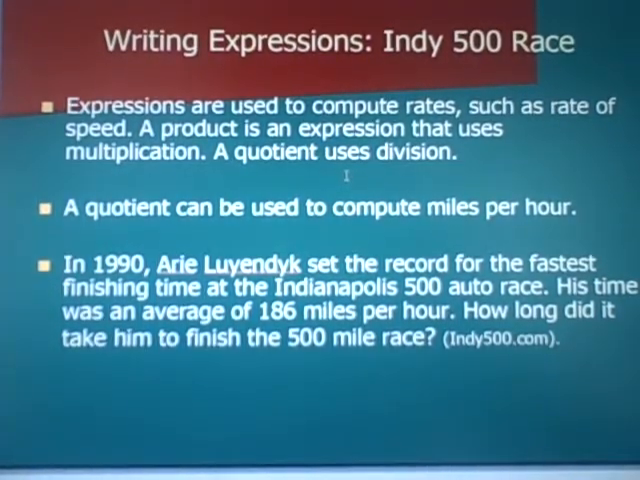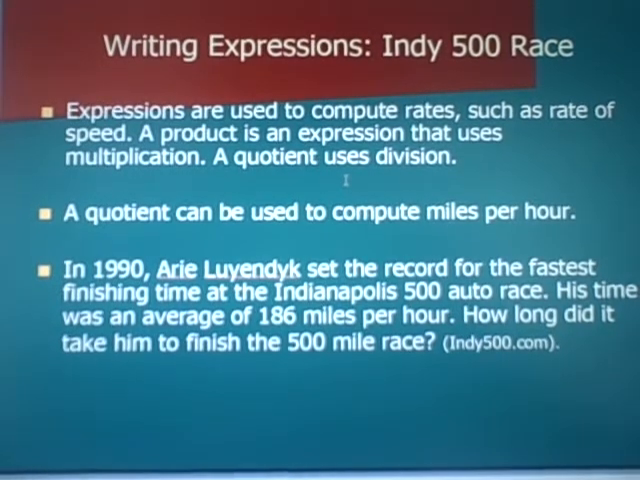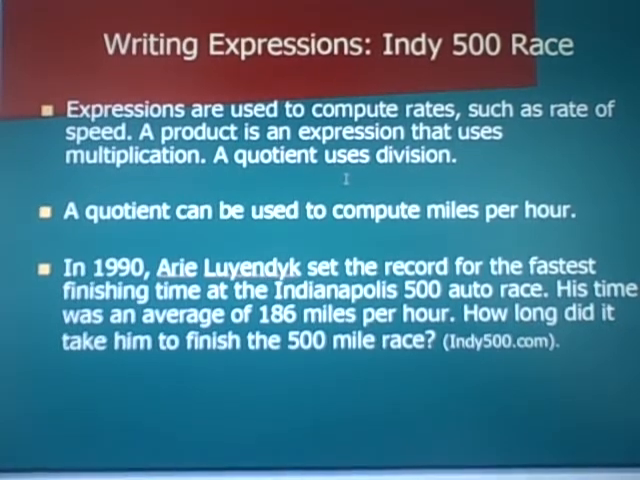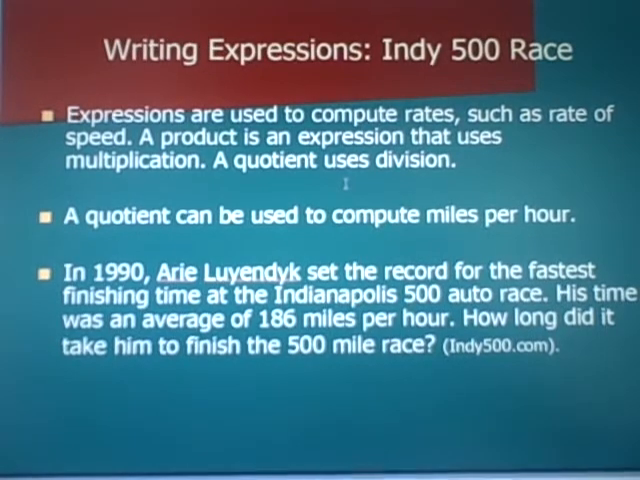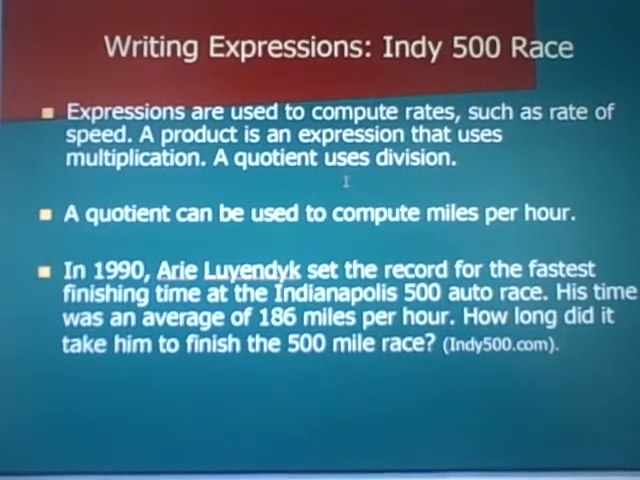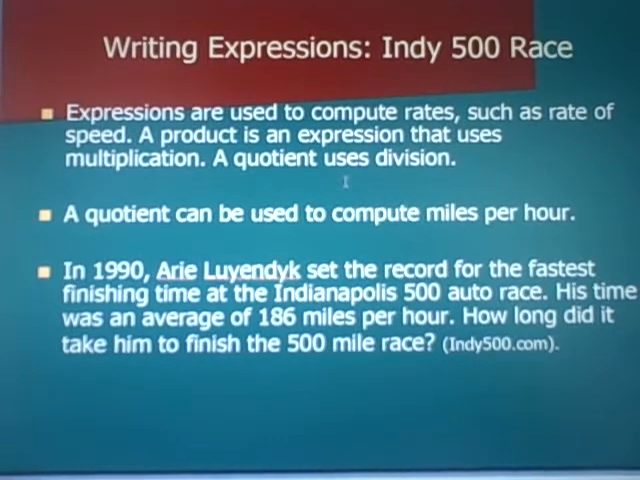We're going on to the next step in our conversation, writing expressions. We defined expressions in the earlier video. Let's do it again. Expressions are used to compute rates, such as rate of speed. A product is an expression that uses multiplication. A quotient is a product that uses division. A quotient can be used to calculate miles per hour. That would be a rate of travel.